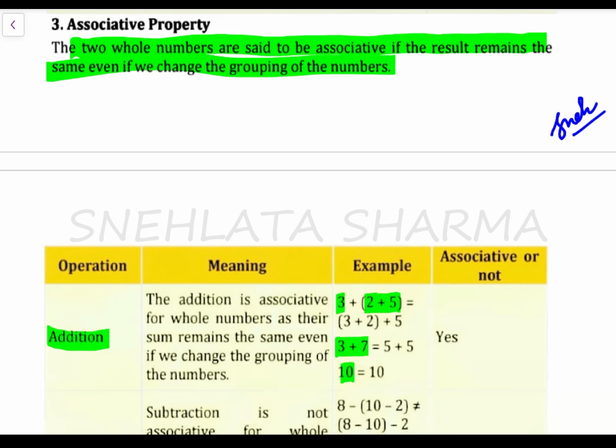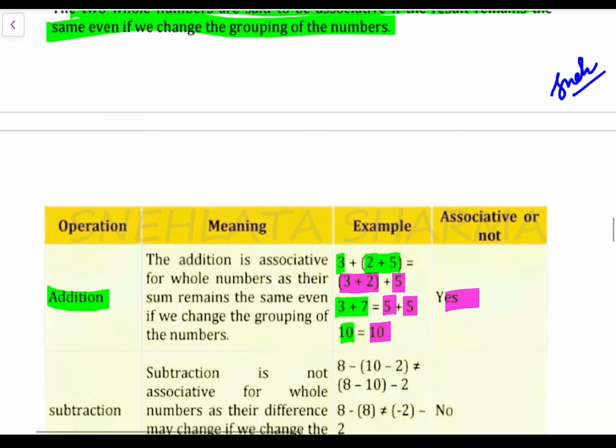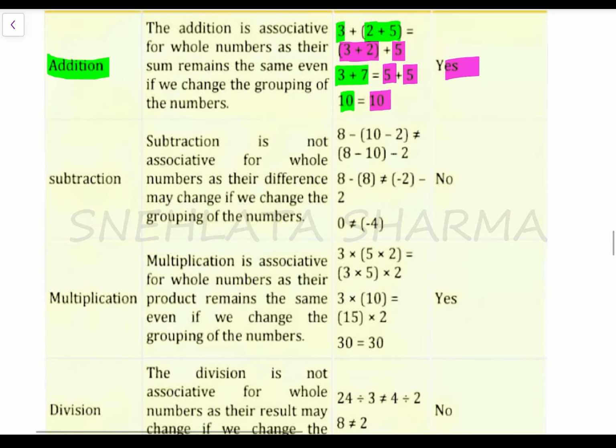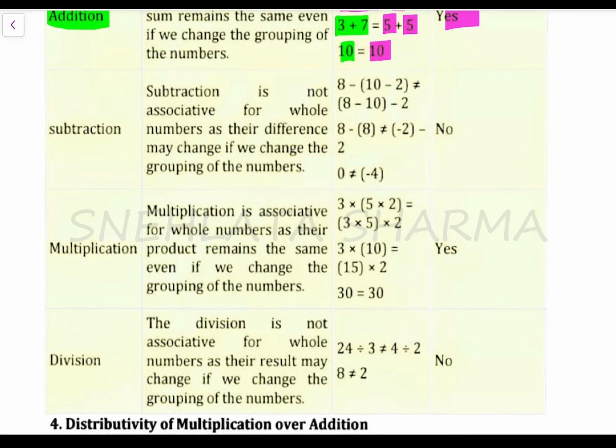For second case, I will group 3 and 2 together and 5 as a separate entity. Now if I add 3 and 2, I get 5, and the second number 5. If I add these two together, again I get 10. So we can say that addition is associative for whole numbers, as their sum remains same even if we interchange the grouping of numbers. Now let us see for subtraction whether whole numbers are associative under subtraction or not.